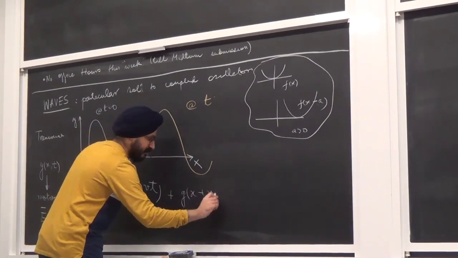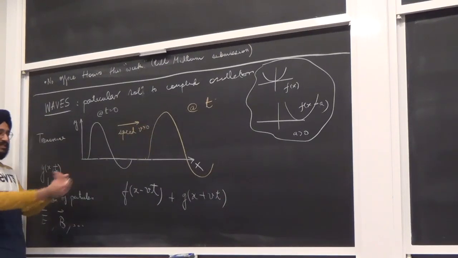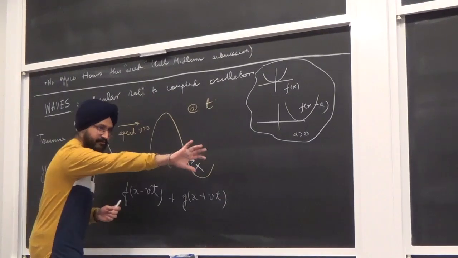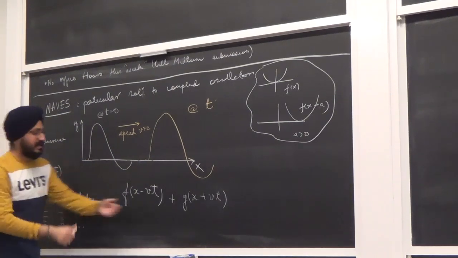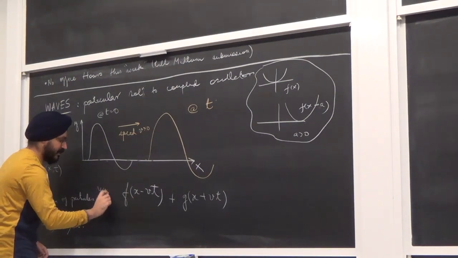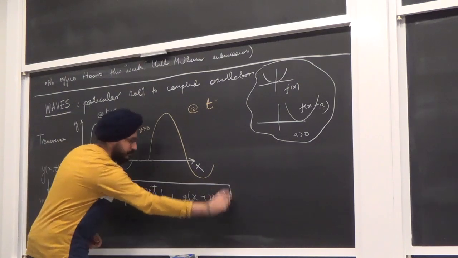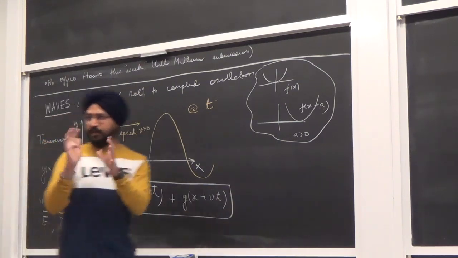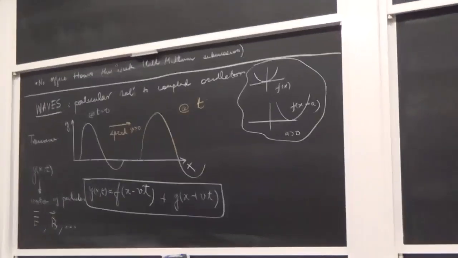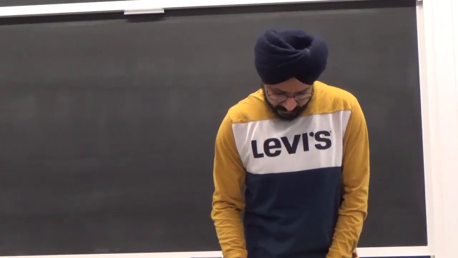I'll say what the positive sign really means. But the point being that both these kinds of shifts, to the left or the right, depending on how you're shifting it, generically make traveling wave solutions. So this particular form, x minus vt, is going to be crucial to how we look at things.